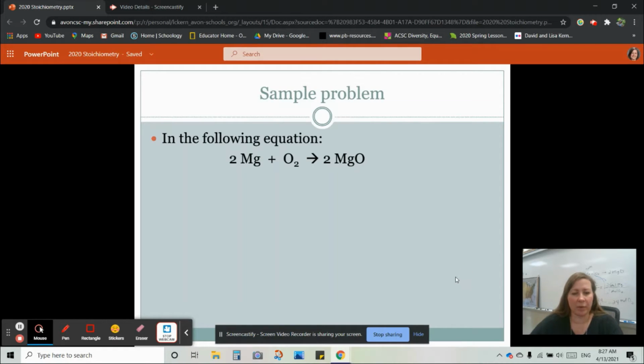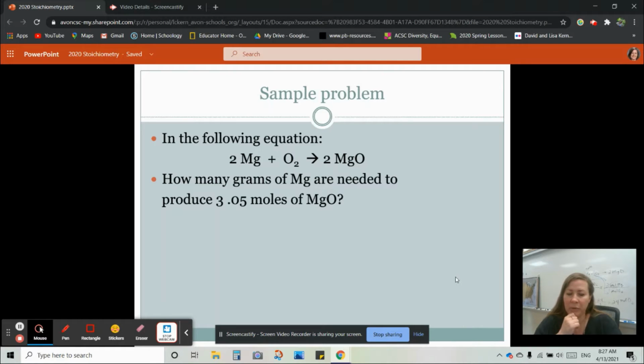We must always use factor labeling. And so here's a sample problem. So here we have the same equation again, and we want to know how many grams of magnesium are needed to produce 3.05 moles of MgO. So we're going to start with the number in the question, 3.05. So we have 3.05 moles of MgO that we're trying to get. So I'm going to just write this up here so I remember. And then we're trying to find how many grams of Mg. So we want to know how many grams.